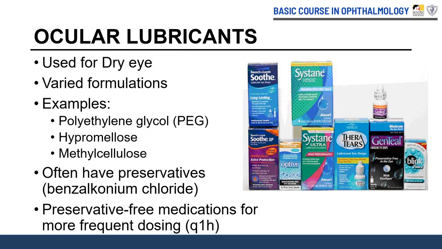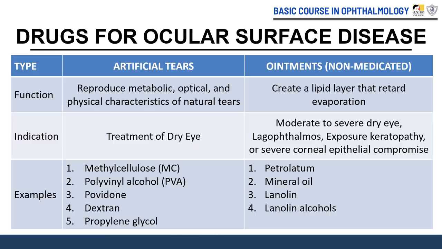Ocular lubricants used for dry eye syndrome are available in a variety of formulations. Ocular lubricants like polyethylene glycol, hypromellose, and methylcellulose often contain preservatives like benzalkonium chloride. Drugs for ocular surface disease can be classified into four types. Artificial tears like methylcellulose and propylene glycol reproduce metabolic, optical, and physical characteristics of natural tears.